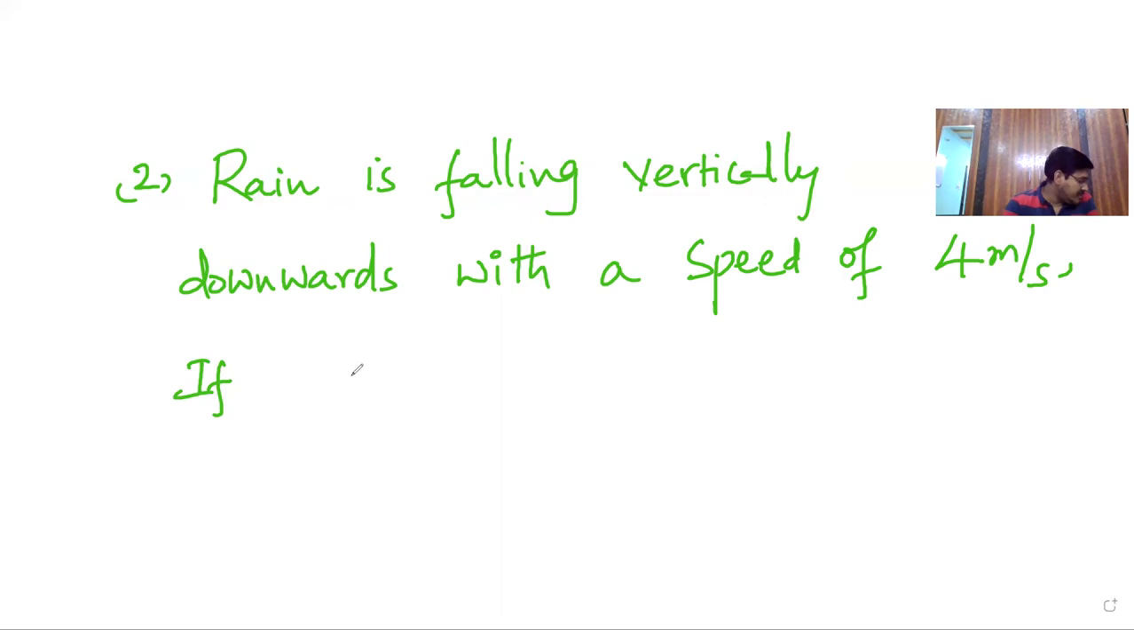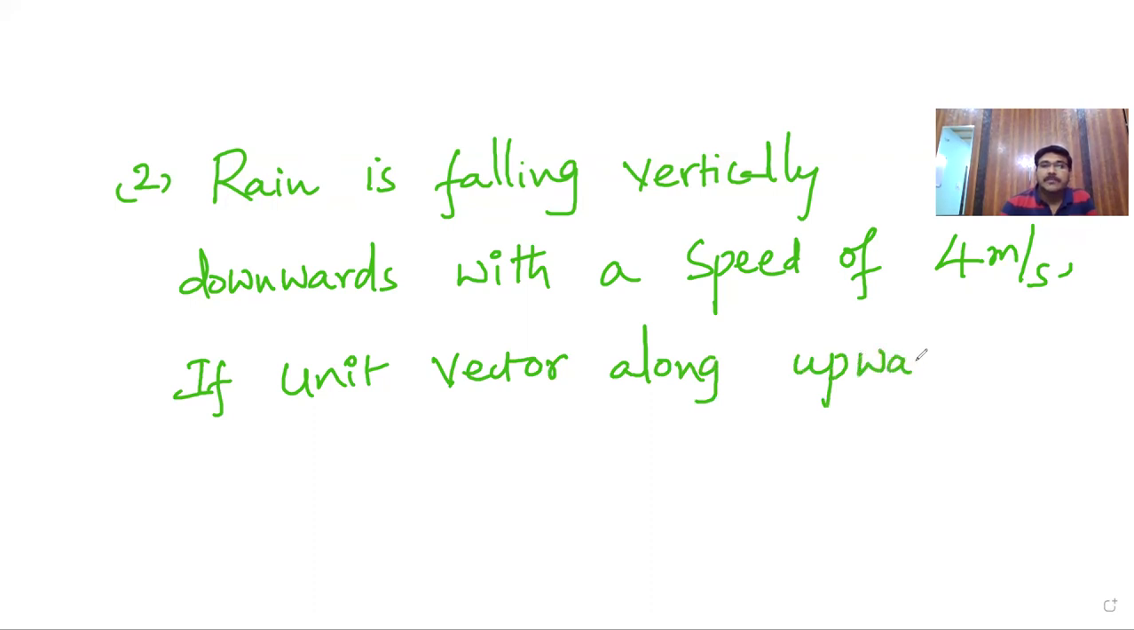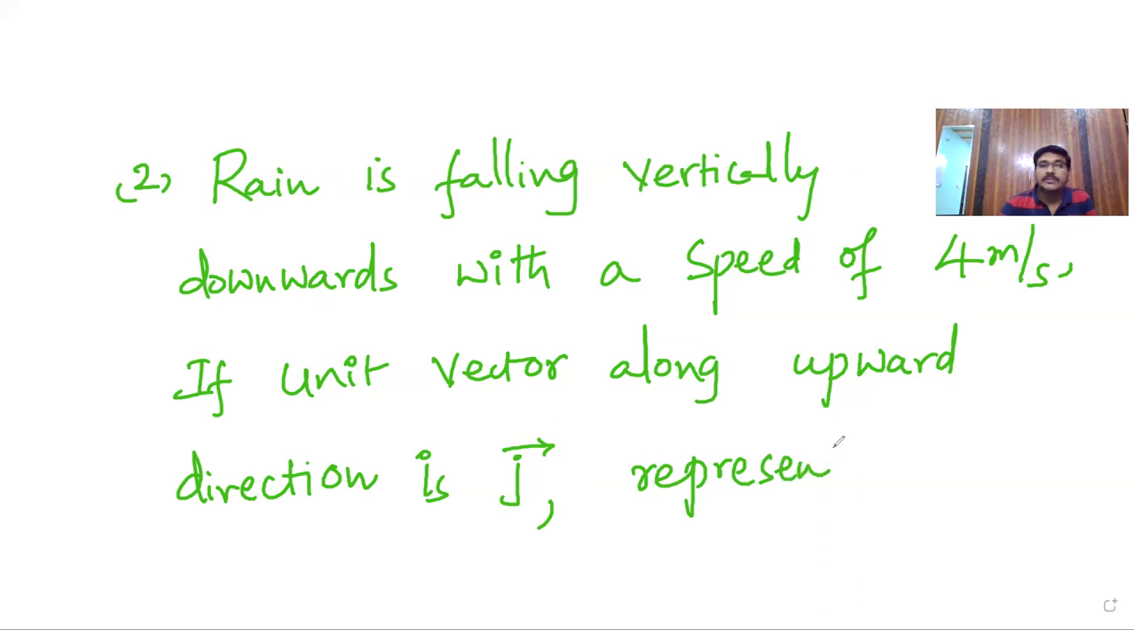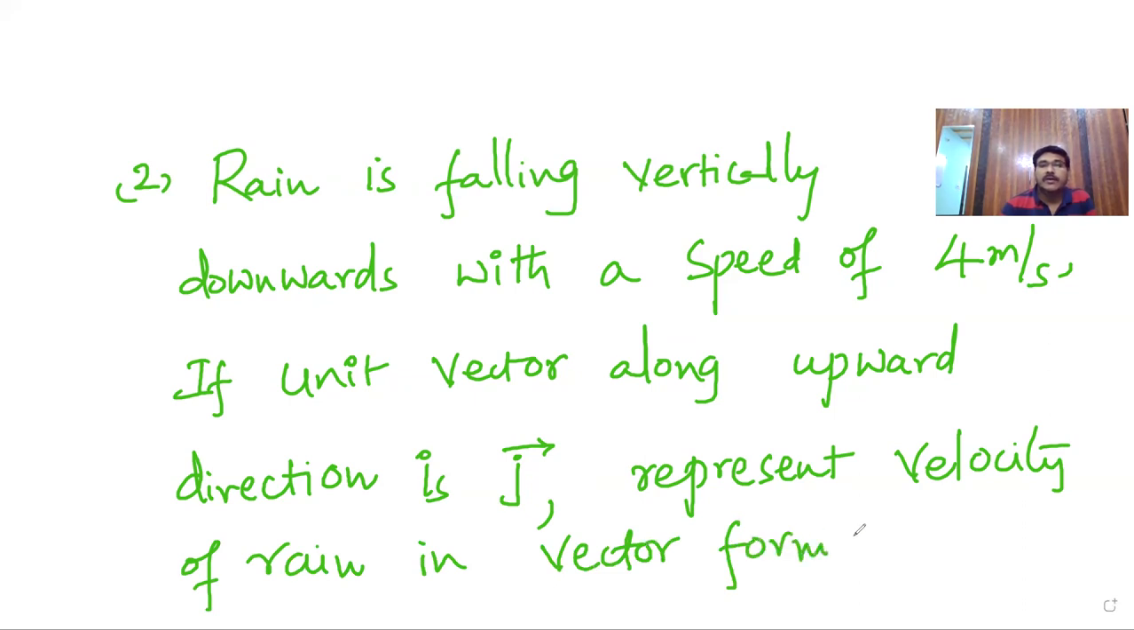If the unit vector along the upward direction is j bar, represent the velocity of rain in vector form. This is the question.